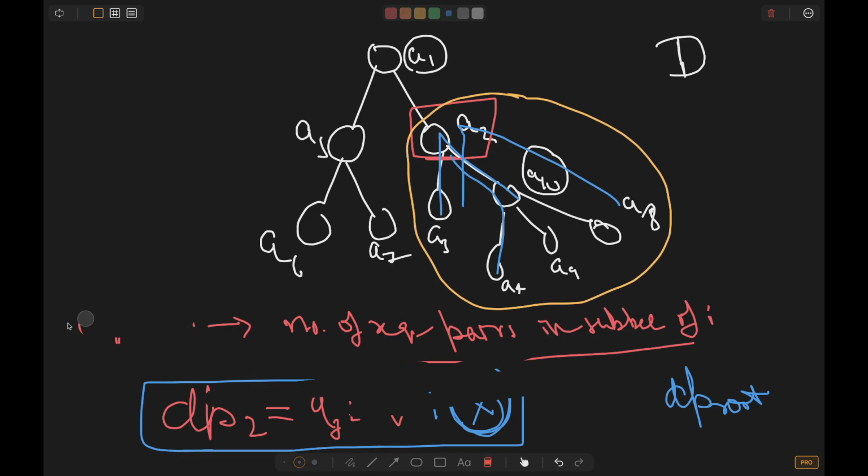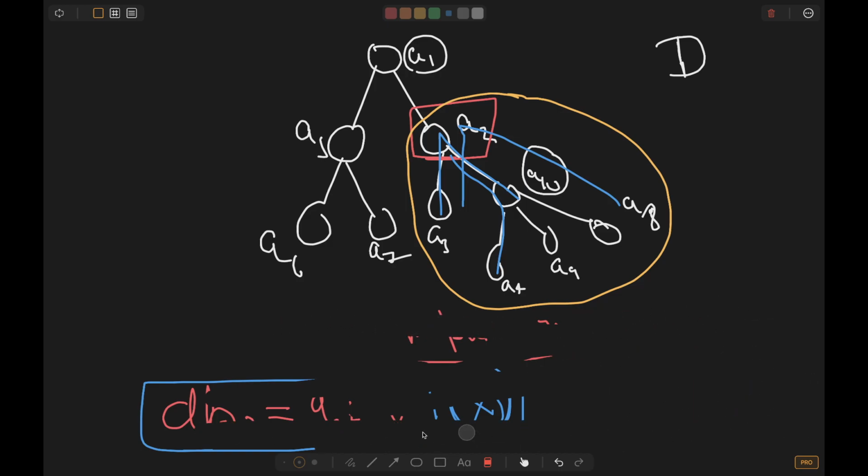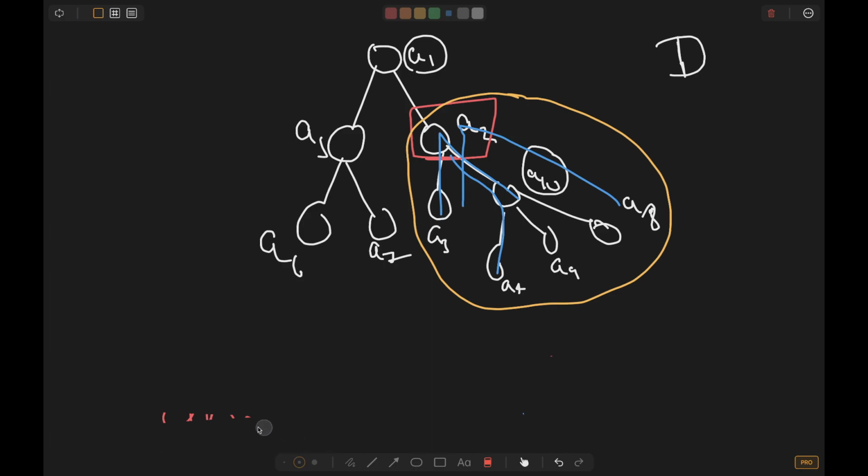So let's remove this. It's taking too much time. All right, remove. Okay, so how do we calculate everything that has the path going through A2?